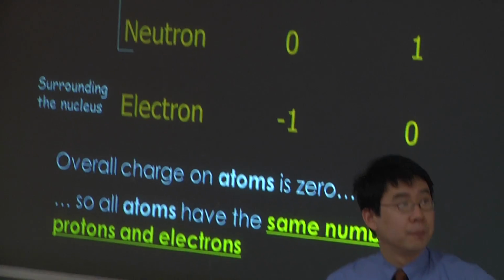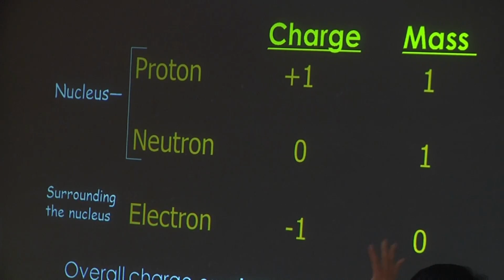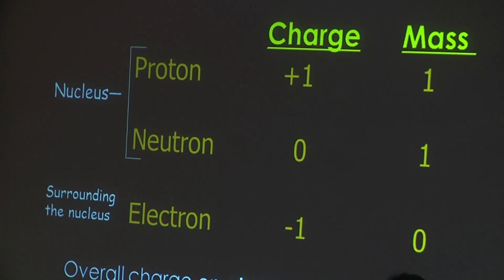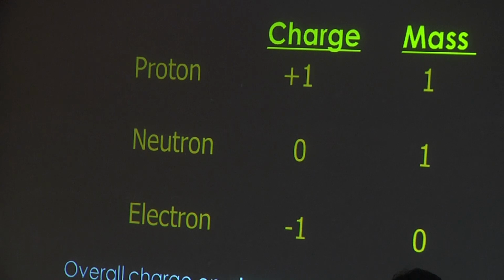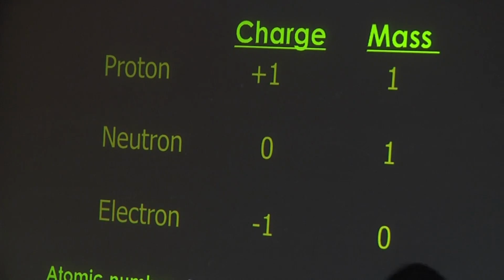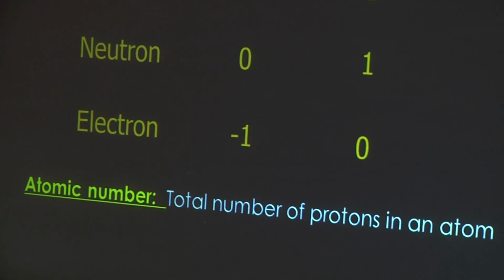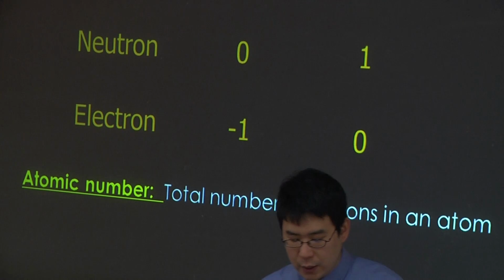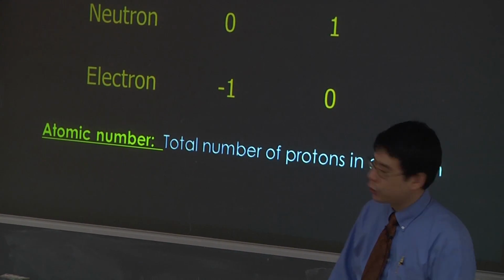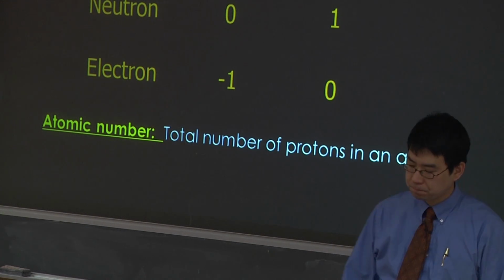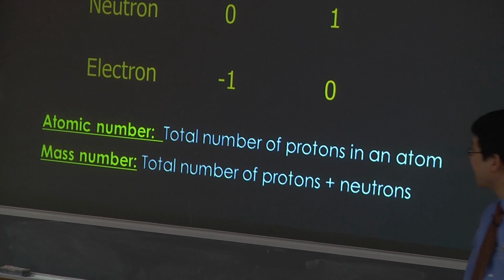So let's think about how we connect what we're learning here to what we've been talking about in terms of different elements. Each atom of an element is going to have a couple of numbers attached to it. The atomic number is the total number of protons in an atom. And what's called the mass number is the total number of protons and neutrons. The atomic number defines what atom, what element, you're talking about.